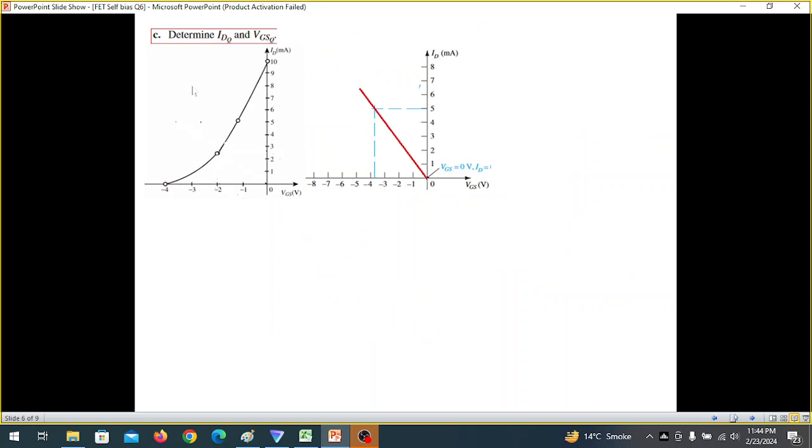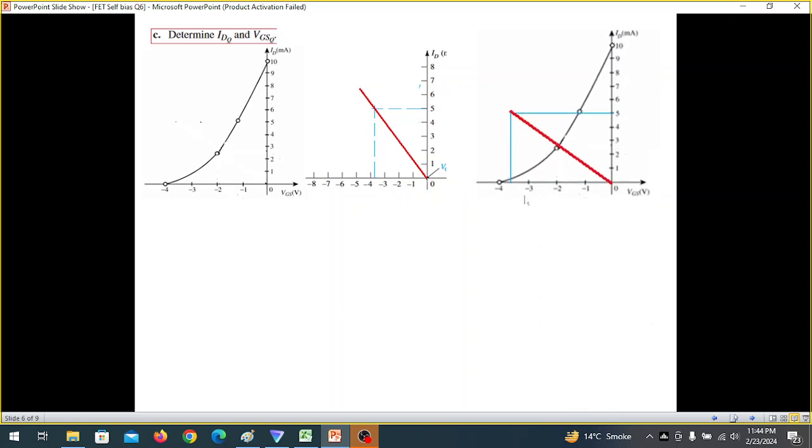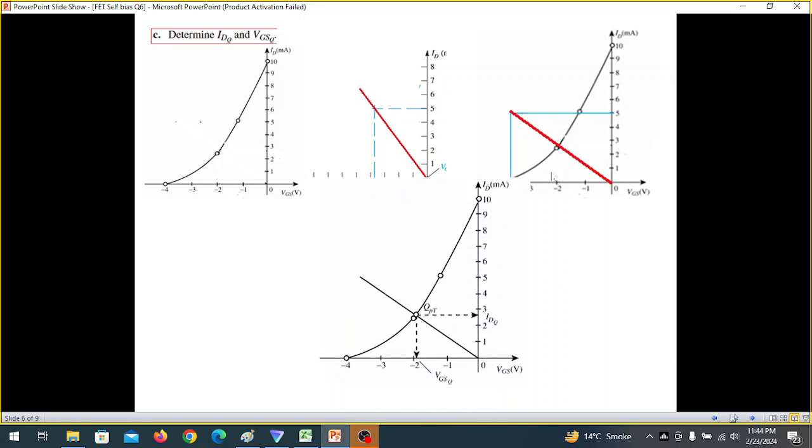Now we have 2 plots to determine IDQ and VGSQ. As we have discussed earlier, we have to superimpose the network graph on the device graph. So superimposing, we get this point, and this is the Q point. Let's use the graph given in the book. So this is the Q point. And from here, you can see that IDQ is approximately 2.7 milliampere, and VGSQ from here is minus 1.9 volt. So this is part C.